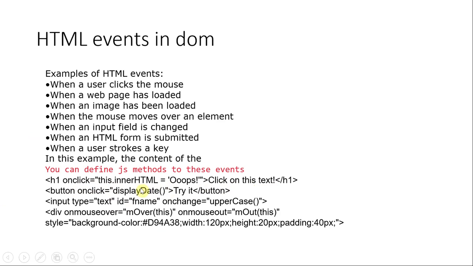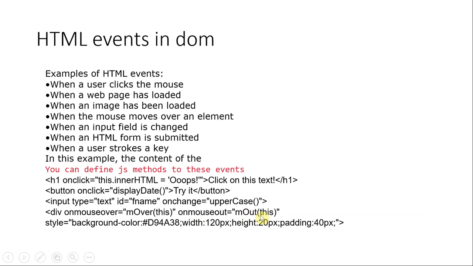First is on click, straightforward. This refers to this particular tag, this dot innerHTML. Now look at this one. We have already seen this, that this basically calls a method. Then another input type text, where on change, if you make a change to it, you're calling an uppercase method. Now this is again a JavaScript method that you have to write.